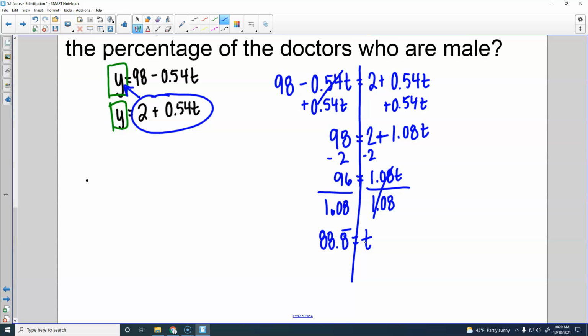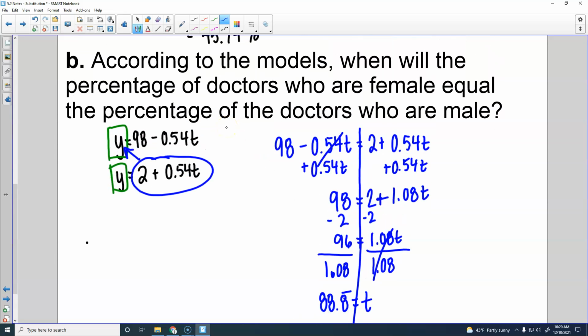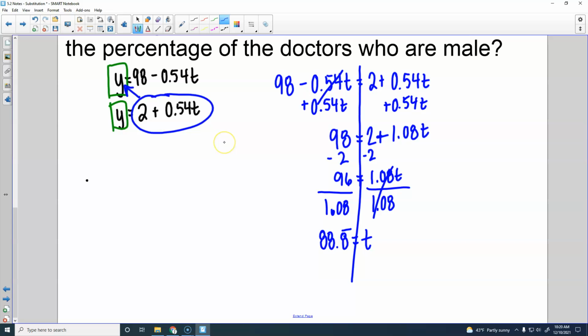But this really isn't the answer, because, I mean, it's going to get us to the answer. But if I say, when will the percentage of doctors who are female equal the percentage of doctors who are male, and you tell me 88.8, that doesn't make sense to me. I don't know what you're talking about. We need to find out what year it was.